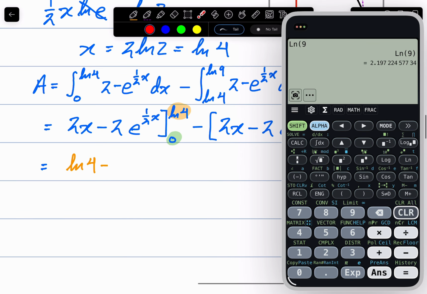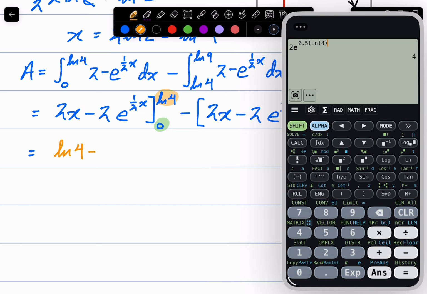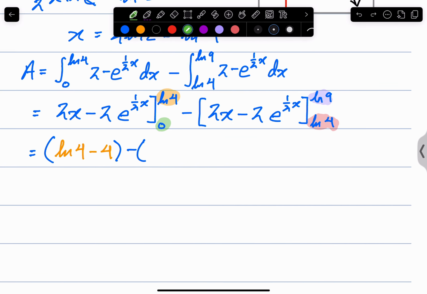So this would be minus 2e to the half of ln4. This just gives me 4. Now, let's not get confused here. This, in orange, is just the substitution of ln4. From this, we still need to minus the substitution of the green value. So substituting this green number here, this one's a little bit easier.